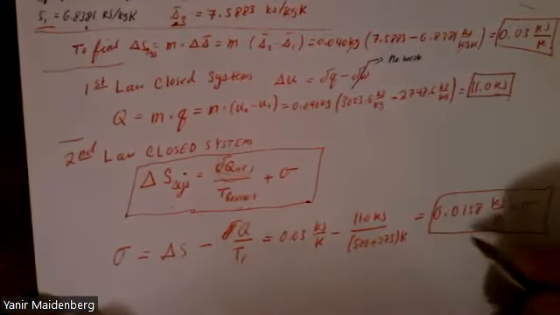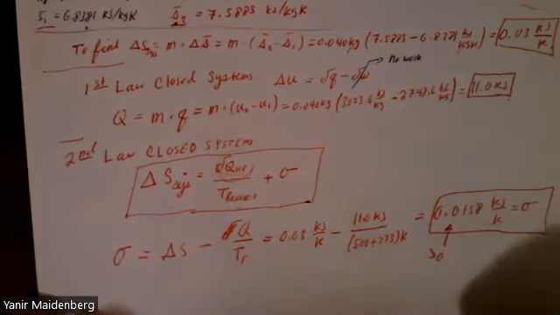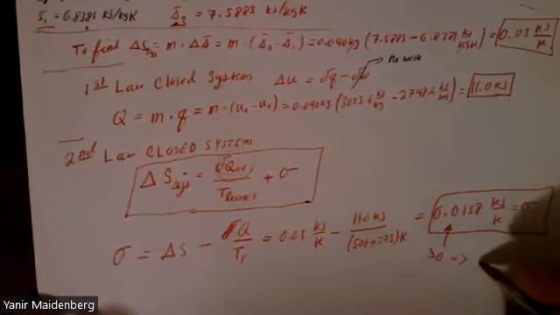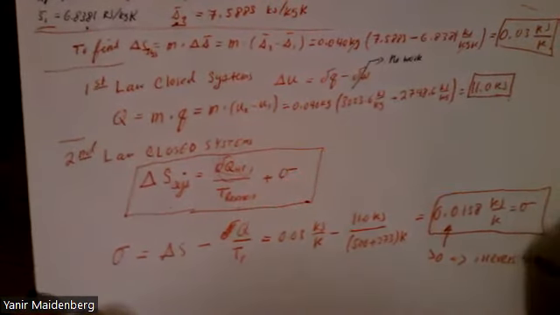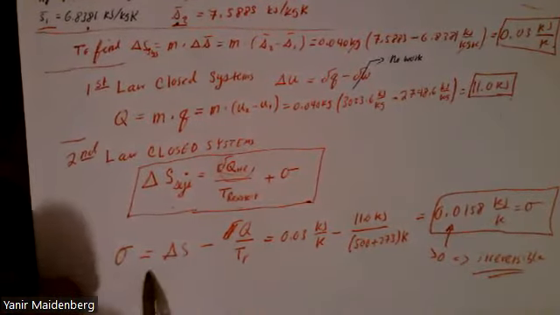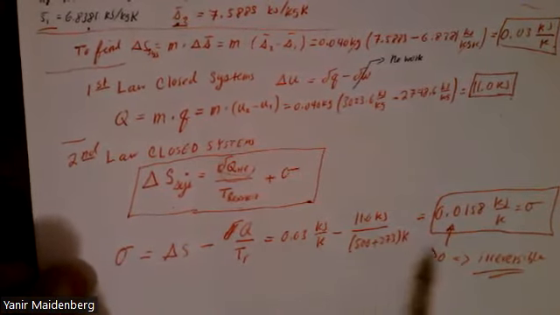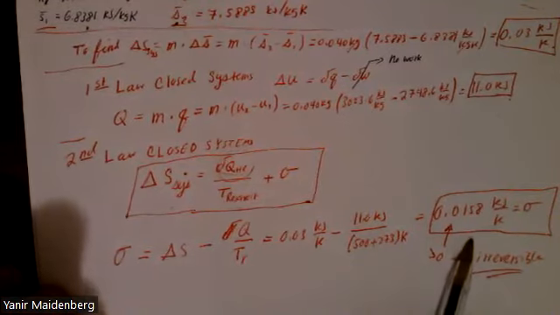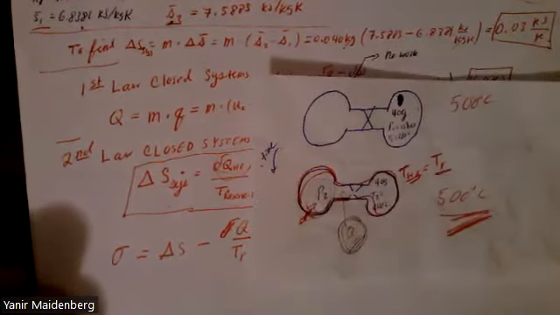That's the last bit of it. The fact that this is greater than 0 signifies that this is an irreversible process. If we had found that this was 0, it would have been reversible. If we had found that this is less than 0, that it came out negative, that means that the process we prescribed is impossible.